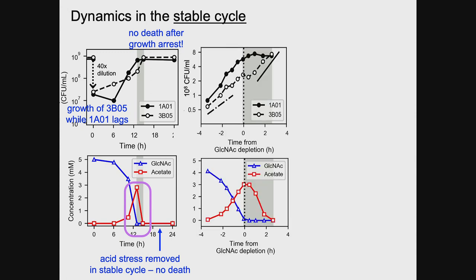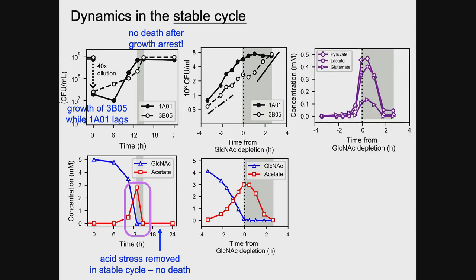So we zoom into this regime, and you see that as acetate is excreted, 305 slows down, and then it actually picks up again, and it's growing at a faster rate in this regime. This faster increase, we presume, is what's responsible for acetate disappearing.